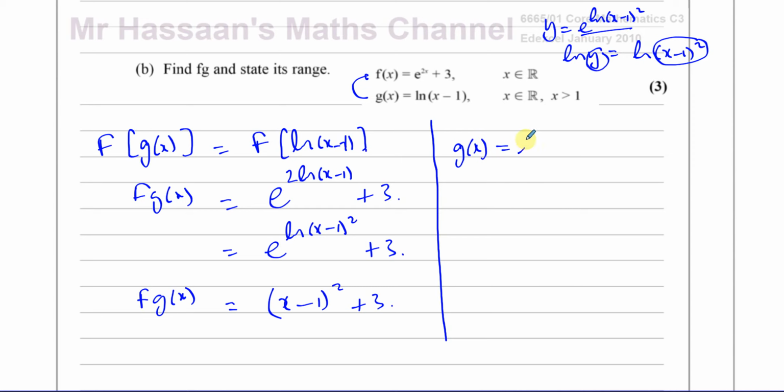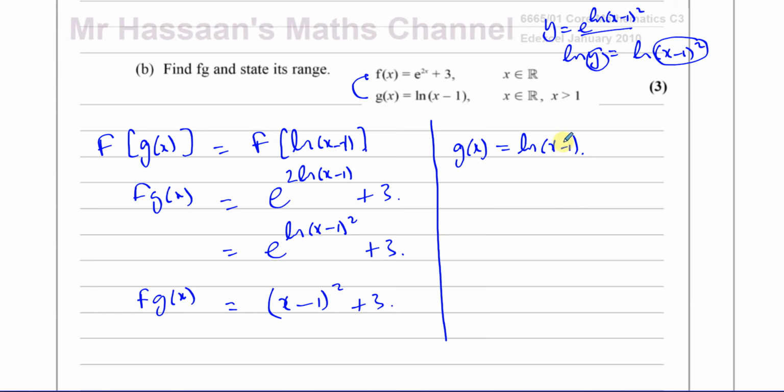We know g of x is equal to ln of x minus 1. And that's what's going to be put into the function f. So what goes into f is the output of g. Okay, what goes into the function f is whatever the output of g is. Now, what is the output of g? Well, let's have a look.